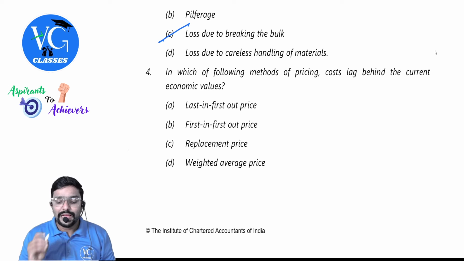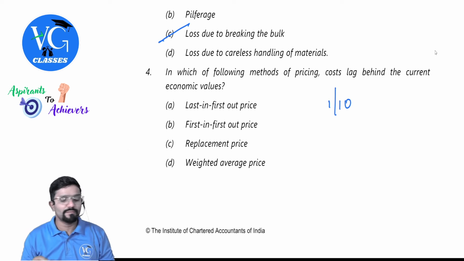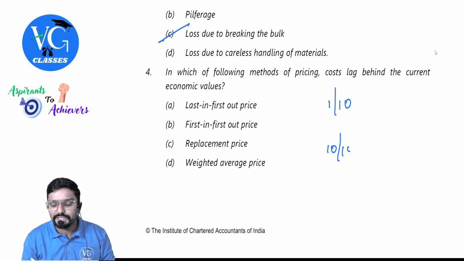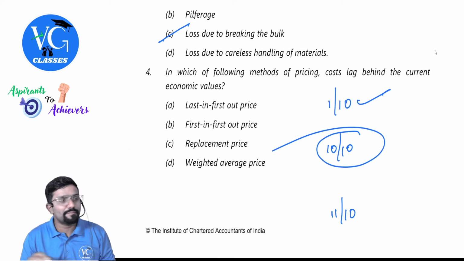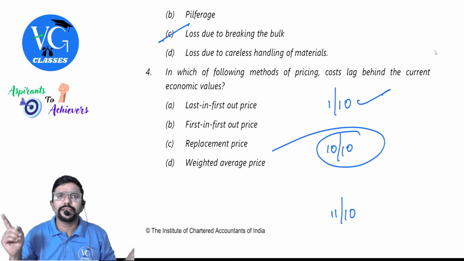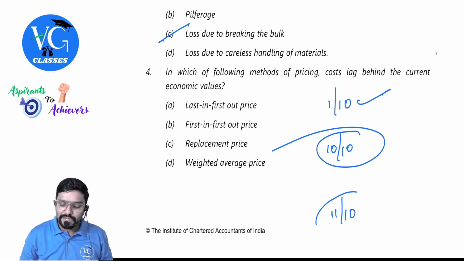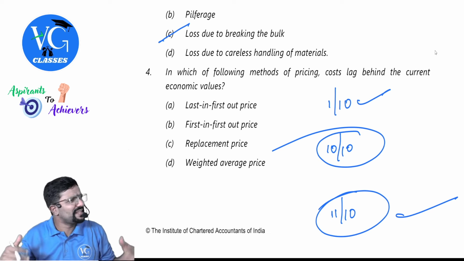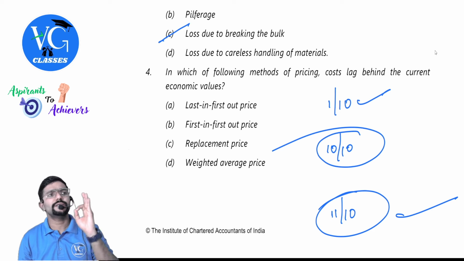Clear? Let me give an example and explain. Assume on 1st October I purchased some goods and on 10th October I purchased some goods. I am issuing on 11th October. Which one will I issue first? 1st October. Whereas the current market price might be somewhere near whatever I purchased on 10th. So is there a gap between the current market price and the cost? Yes, because whatever I issue is considered the cost of material issued, which is not the recent purchase.